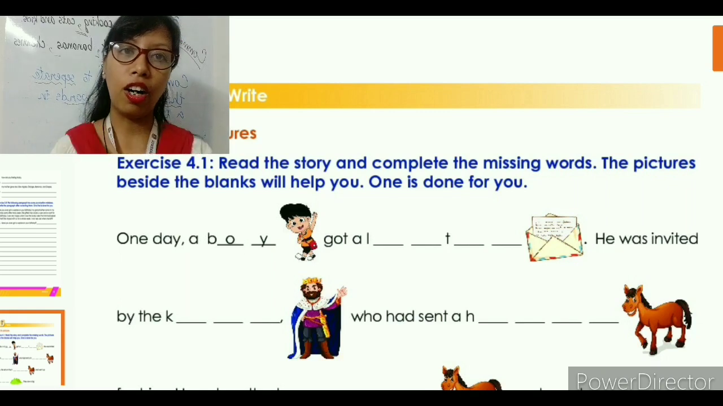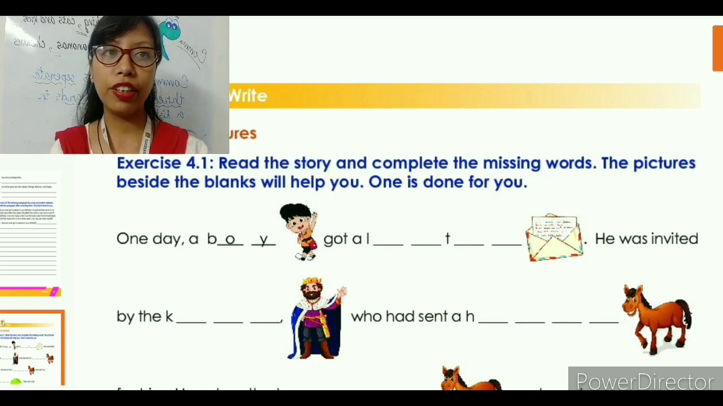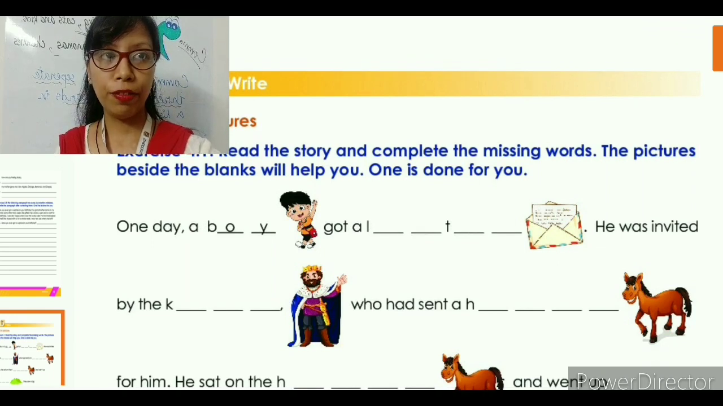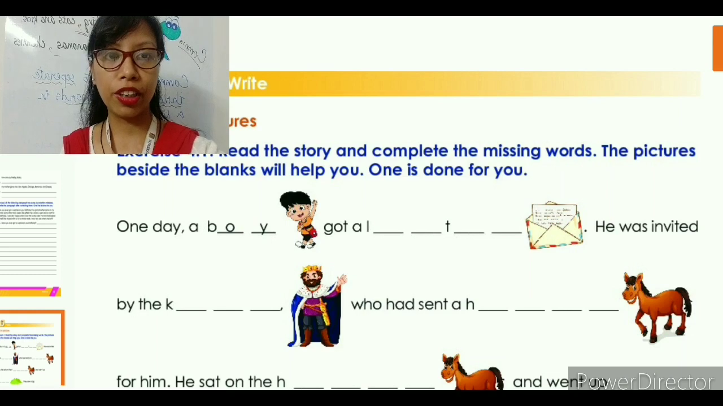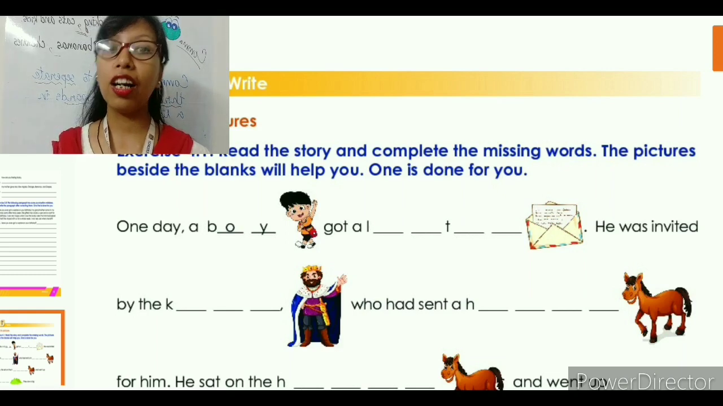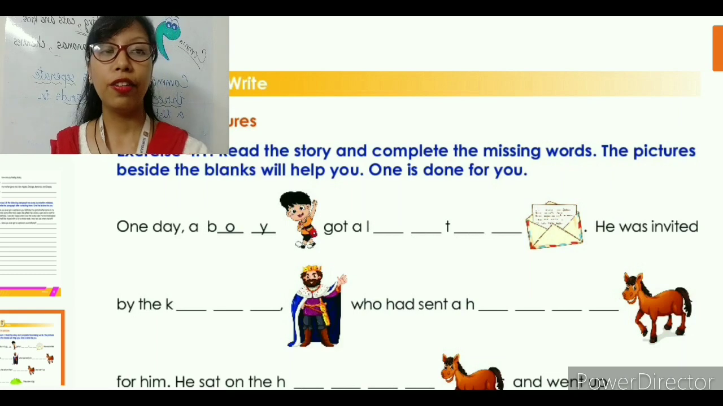So one day a boy. Here is a picture. If you can see, there is a picture. Okay. So one day a boy, B-O-Y. Right. Then we have got a dash, L dash dash T dash dash, right? And on the right hand side there is a picture of an envelope, so it will be letter, right? L-E-T-T-E-R, letter. So one day a boy got a letter, full stop.